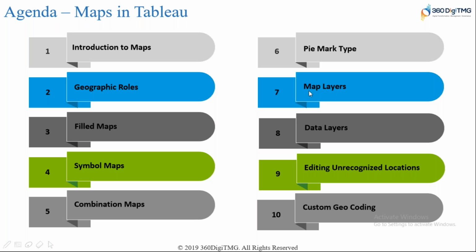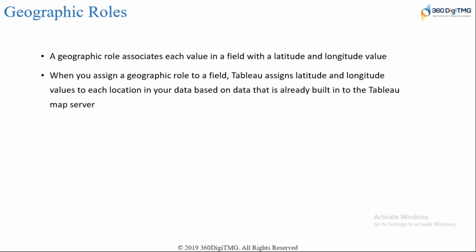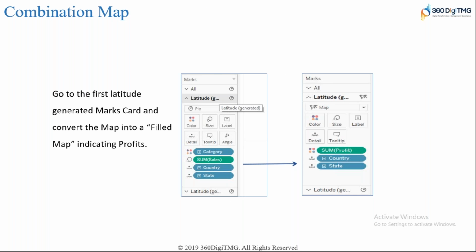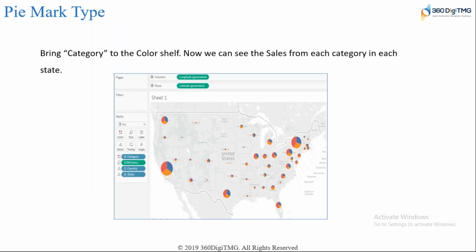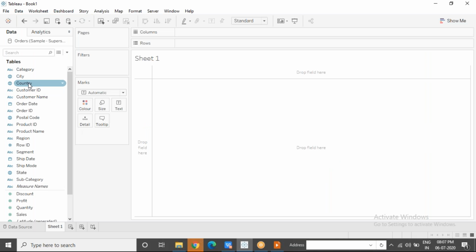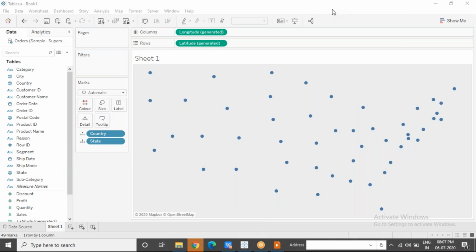Now we will proceed further and look at map layers, data layers, and other concepts that are there in this module. Okay. So whenever we create any map in Tableau, let's say I'm bringing country to detail to show the data for the countries present in Superstore, and state to detail. So now it will show me the states.